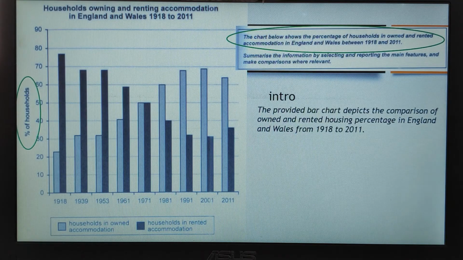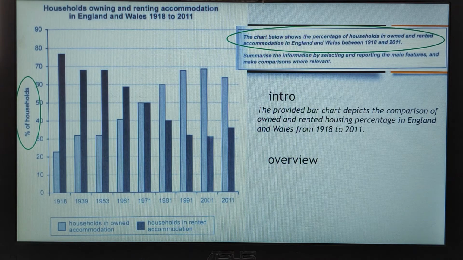It will look like this. So the provided bar chart depicts the comparison of owned and rented housing percentage in England and Wales from 1911 to 2011. And then we go to the overview.